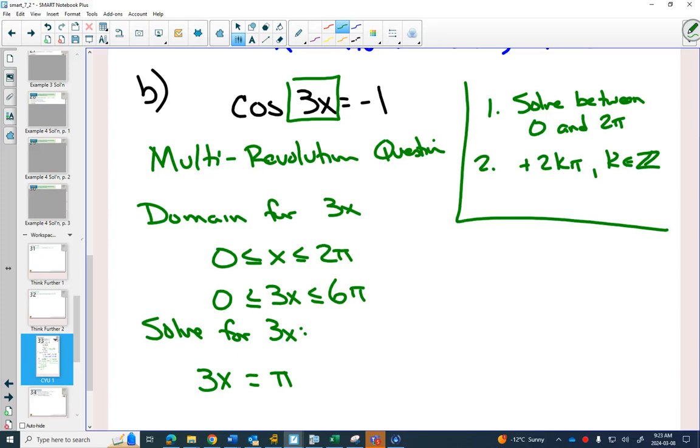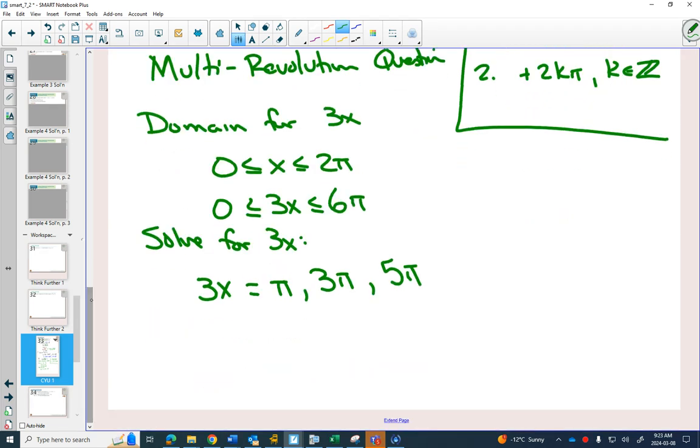How many times do we have to go around the circle for 3x? 3 times, because we have to go to 6 pi. Second time around the circle, we would have 3 pi. And the third time around the circle, we would have 5 pi. To get x by itself, divide each of them by 3.